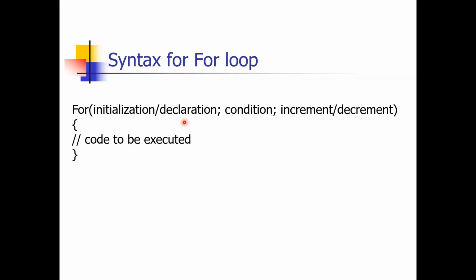Syntax: for, initialization, condition, increment or decrement, then the code. Like I equals 0, I less than 5, I plus plus. Okay, so this is the syntax for the for loop.